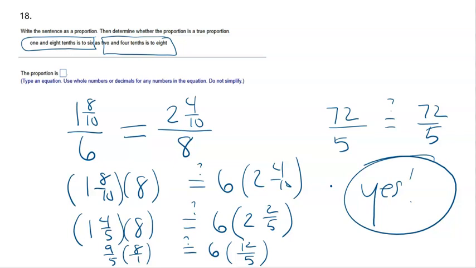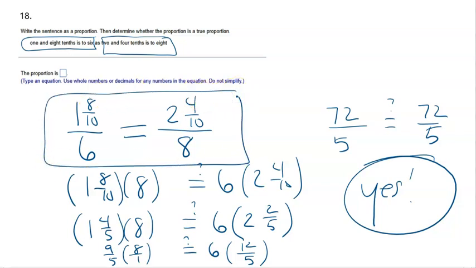It says type an equation. Okay, first they're asking for the proportion, use whole numbers or decimals, and then is it a true proportion? So type an equation, use whole numbers or decimals for any numbers in the equation, do not simplify. So this is the first entry, and I'd imagine once you simplify this, it's going to ask you, is this a true proportion? My apologies for not going through the entire question and seeing all the questions, because I just screenshot these to put them in the PowerPoint, but I'm pretty certain that's how that's going to go down.